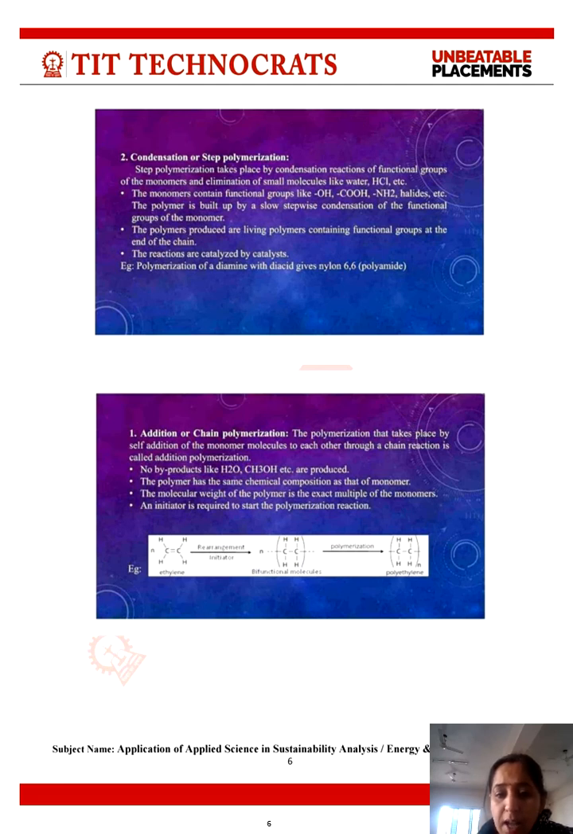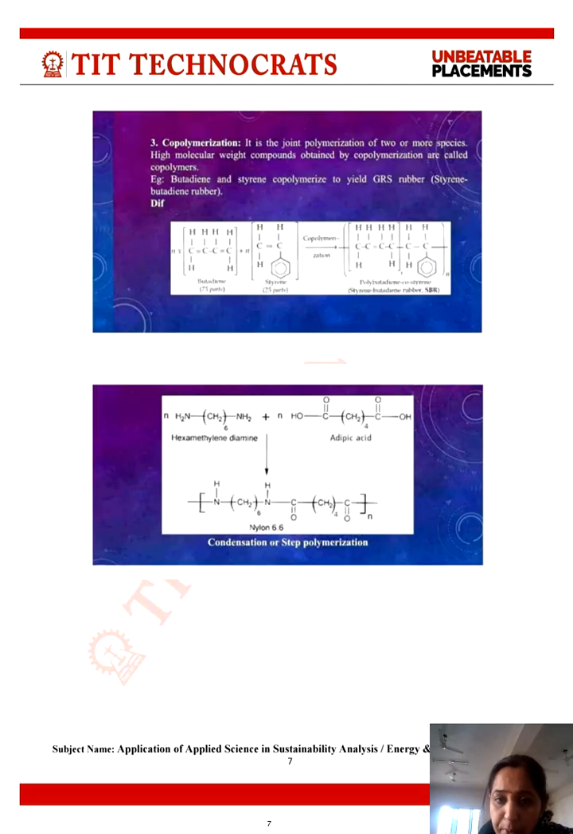Now the second is addition or chain polymerization. Here, in this process, the monomer molecules add to each other in a chain reaction and form a polymer. That is known as addition polymerization, and no byproduct is formed in this process. The polymer has the same chemical composition as that of the monomer. The molecular weight of the polymer is an exact multiple of the monomer. These are the properties of addition polymerization.